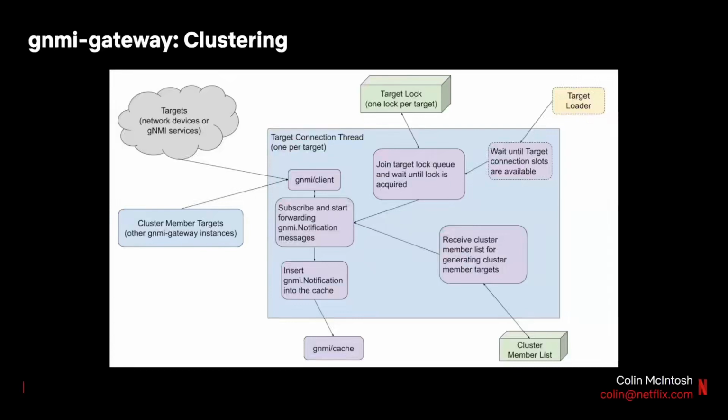I won't go over everything in this diagram, but this is a short overview of how the clustering works within the connection manager thread. Target connection metadata is received from a target loader, which is in the upper right-hand corner, and that starts the process of GNMI gateway acquiring the lock for a target. Once a lock is acquired, a connection to a GNMI target is formed and messages are forwarded to the GNMI cache in memory. Additionally, connections are formed to other GNMI gateway instances to facilitate the replication of received telemetry.